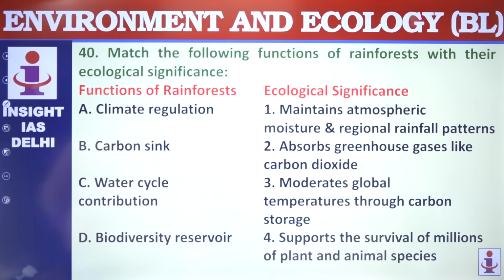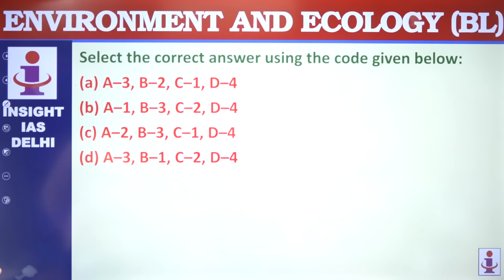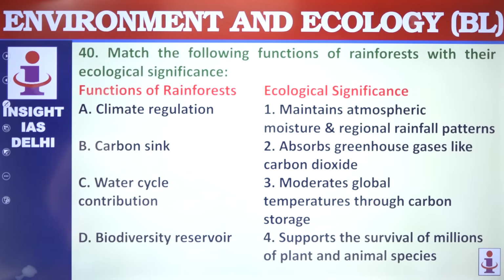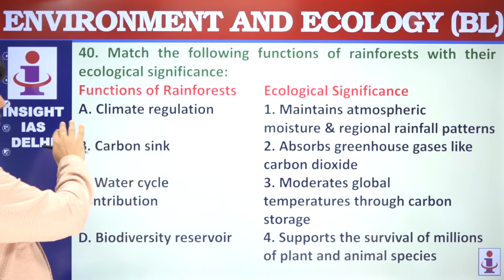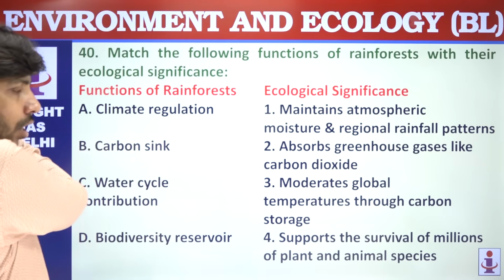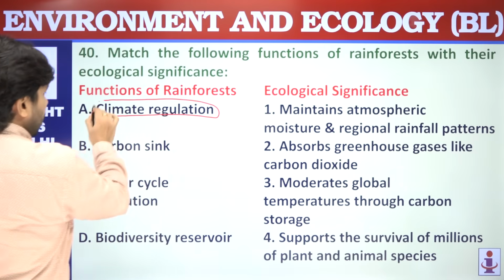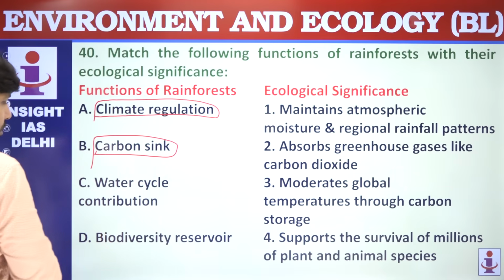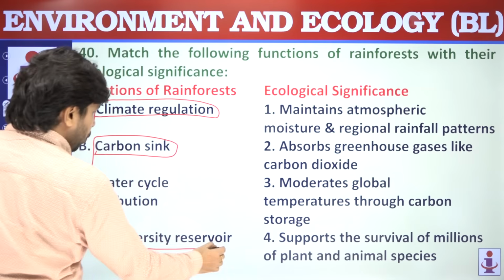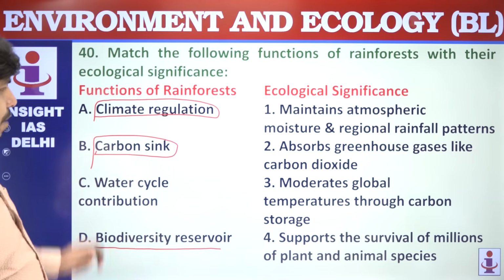Functions of rainforest and their ecological significance. Here pairs are given and it is asking you to identify the correct pair. Match the pair. Climate regulation, carbon sink, actually very good terms are given over here. Biodiversity reservoir. What is climate regulation?